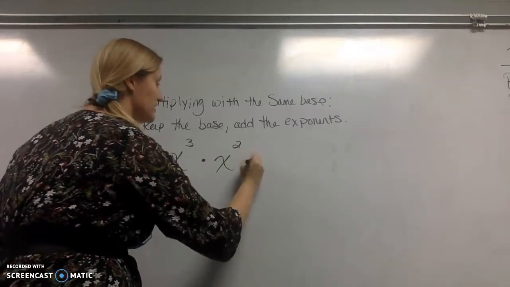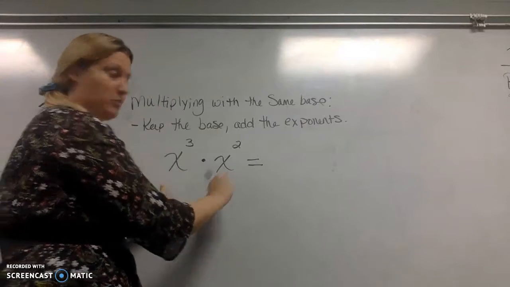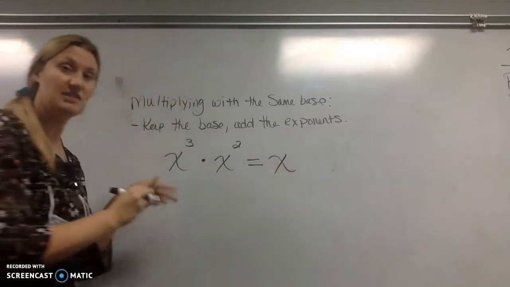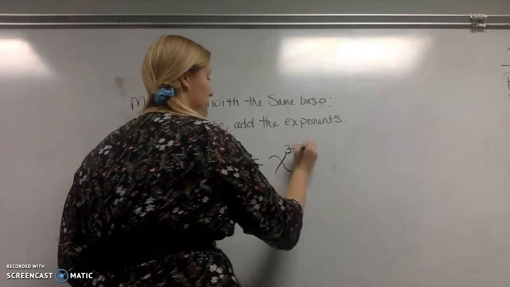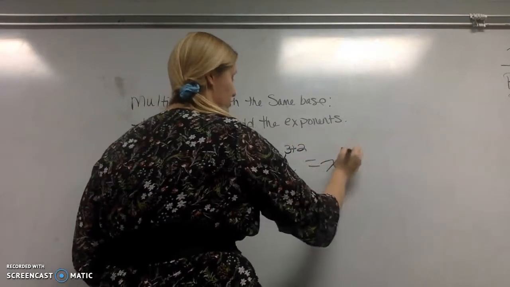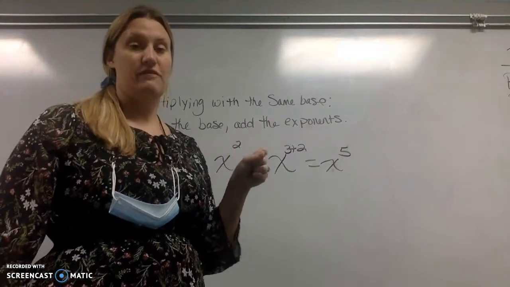So how you get this answer, you're going to keep the base for the answer. So the base is x for both of these, so the base will be x in my answer. And then I'm going to add the exponents, 3 plus 2. So that is x to the fifth. So x to the third times x squared is x to the fifth.